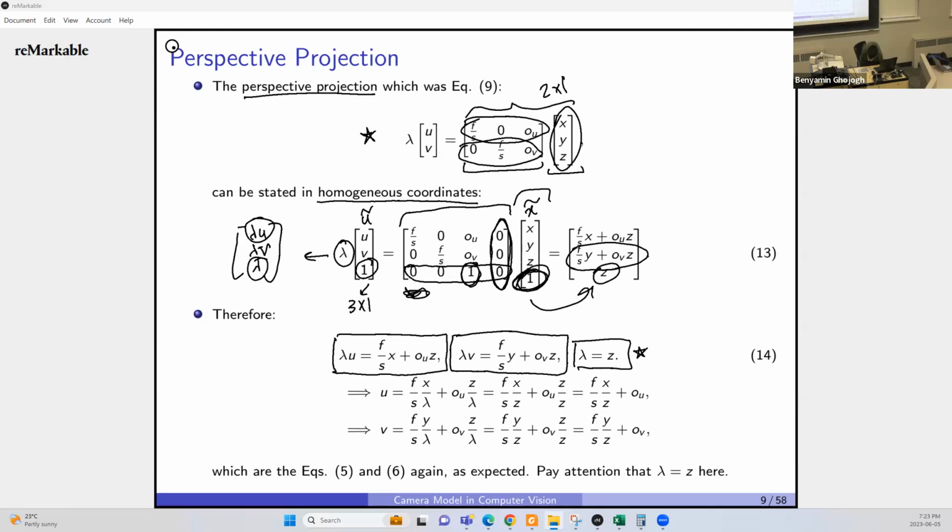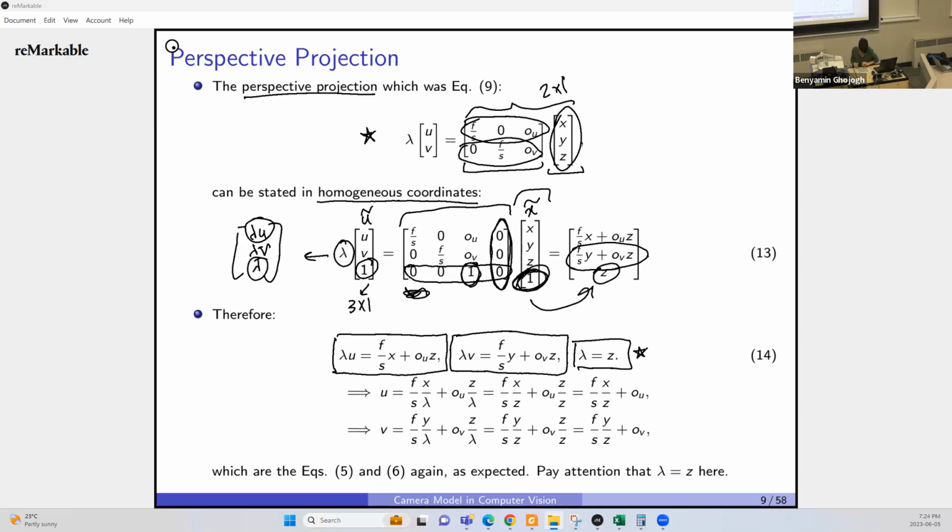Okay, now, usually in the camera model, we know lambda. Why? Because we want to go back and forth between the Cartesian coordinate system and the homogeneous coordinate system. So we usually know lambda, and lambda is z. Okay, and what is z? It's the depth in the 3D coordinates, where we have the 3D objects.